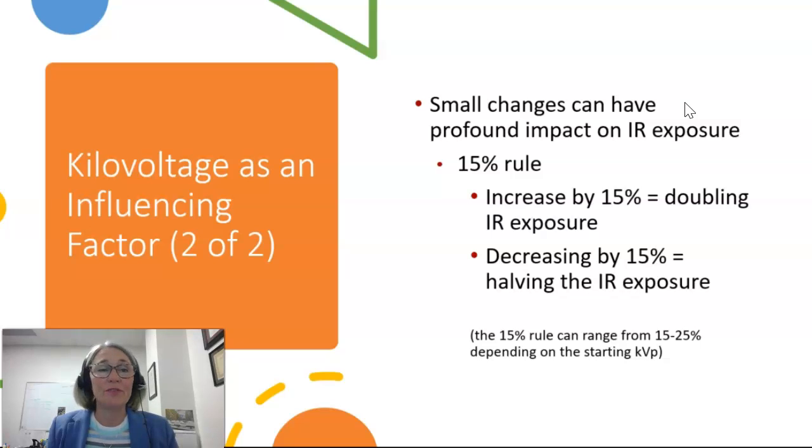We've talked about this, the 15% rule for KVP, right? Increasing by 15% doubles your image receptor exposure. Decreasing by 15% halves the exposure. The 15% rule can range from 15 to 25% depending on the starting KVP. The lower you are versus the higher you are, it does vary, okay? So just so you guys know, 15 to 20%, 25% is the range. Typically, we just use 15%. It's not an exact science. We've talked about that. It's an art. Typically you use the 15% rule, works 99% of the time.